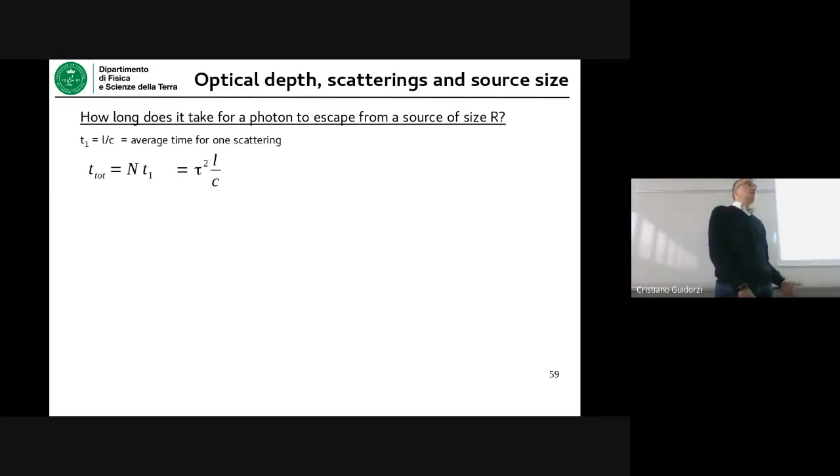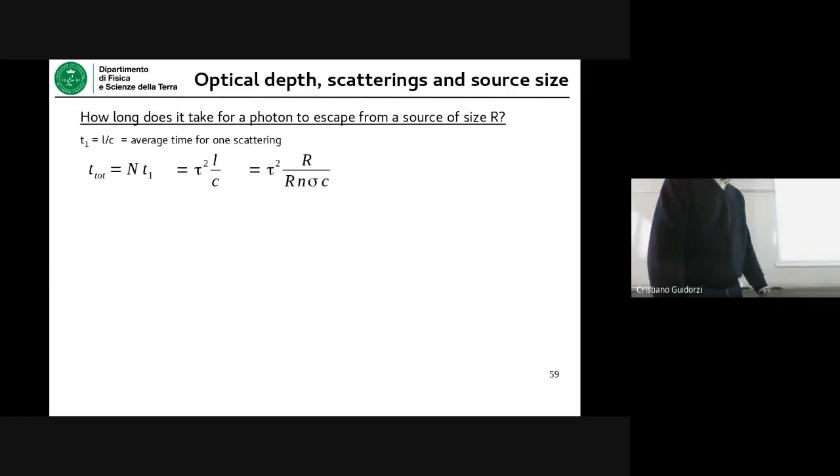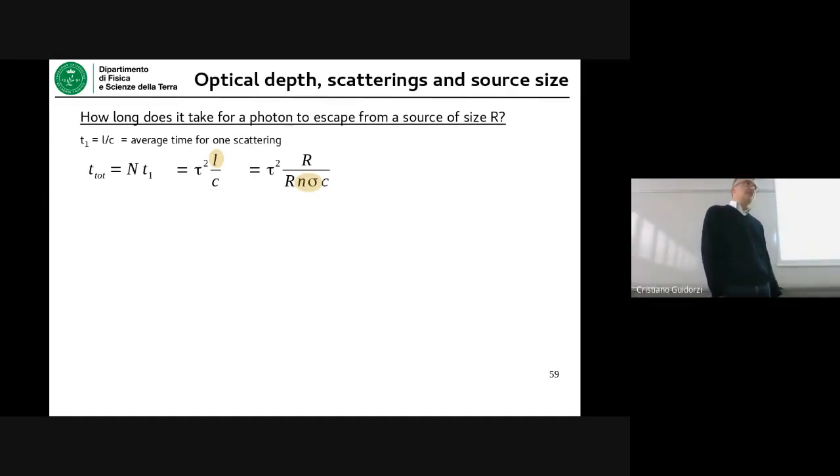But n, in the assumption that we are in the optically thick regime, we just saw scales as tau squared, the optical depth squared, and t1 is just L over c. Now, if you express the mean free path as 1 over alpha, where alpha is the absorption coefficient, which is also equal to the number density times the cross-section, so L is 1 over alpha, which is also 1 over n sigma, okay? And at the same time, I multiplied both the numerator and the denominator by r. So just a small trick.